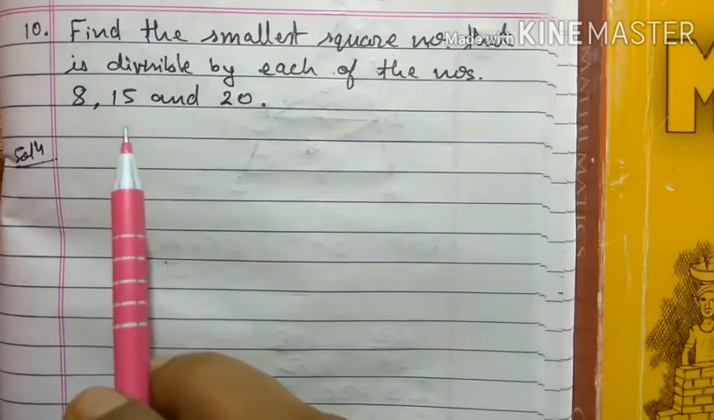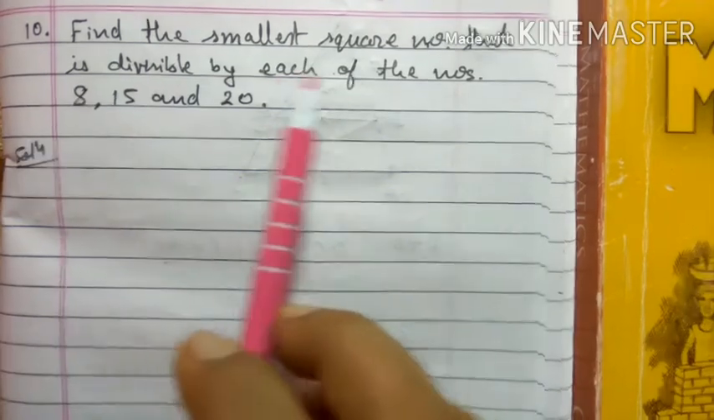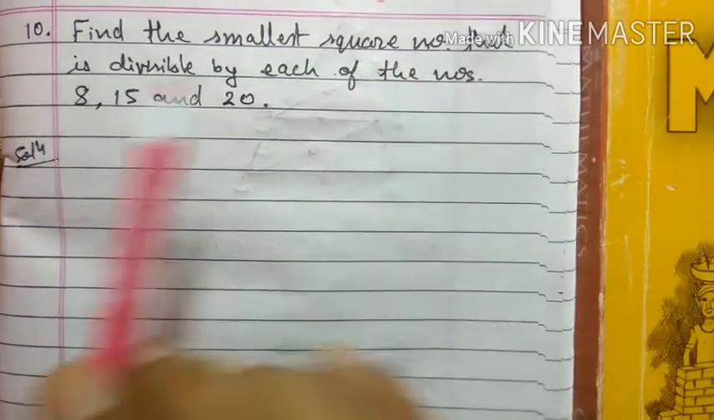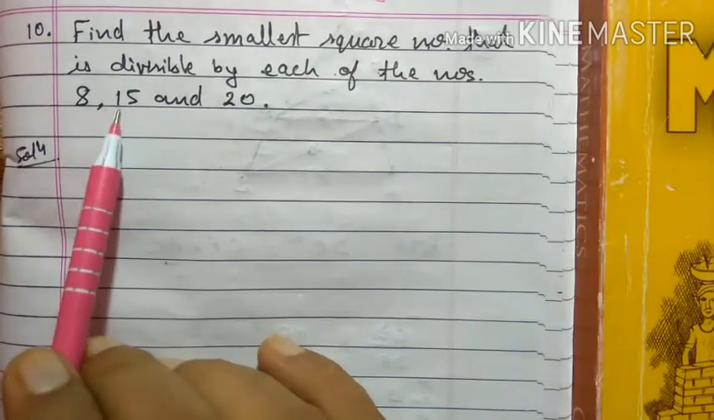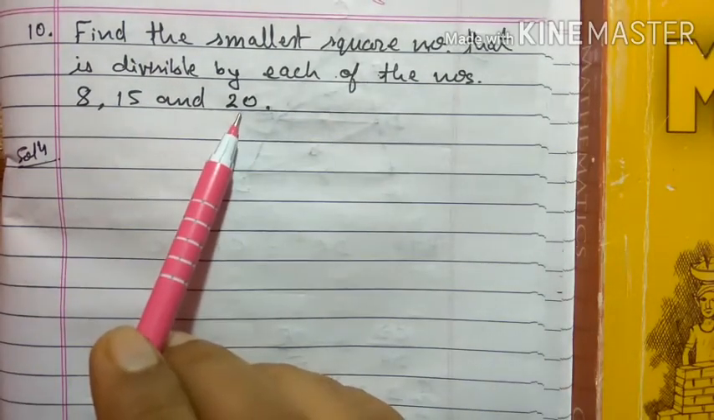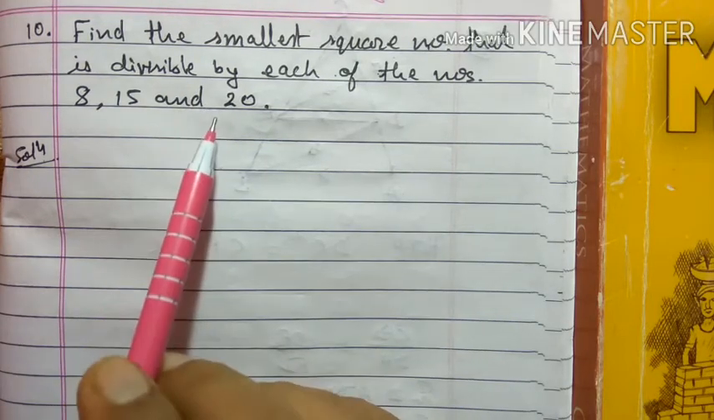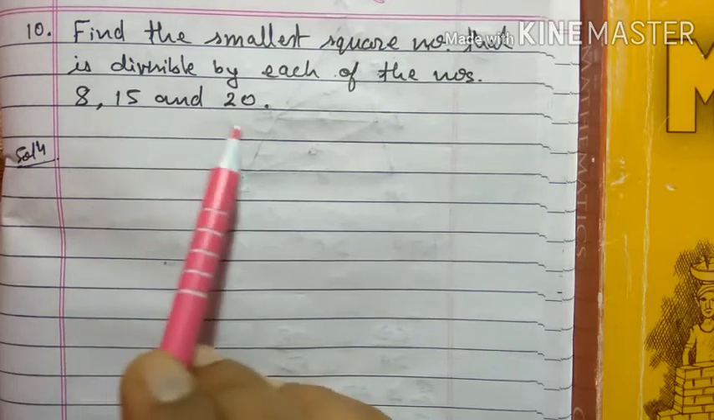This is question number 10, in which we have to find the smallest square number that is divisible by each of the following numbers: 8, 15 and 20. So we have to find out the smallest square number that is divisible by these three numbers.